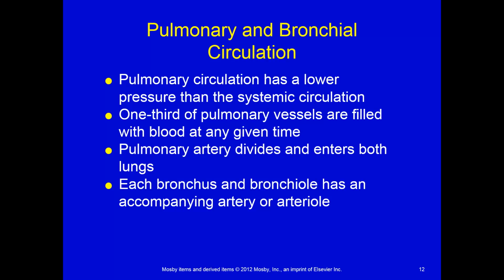And then, this slide has a couple of other informational things on there. But what I really want you to understand is that the pulmonary circulation has a much lower pressure than the systemic circulation. And at the end, the other thing I really want you to understand is that each bronchus and each bronchiole has an accompanying circulation to it, right? It has an accompanying artery, or even smaller, an arteriole.